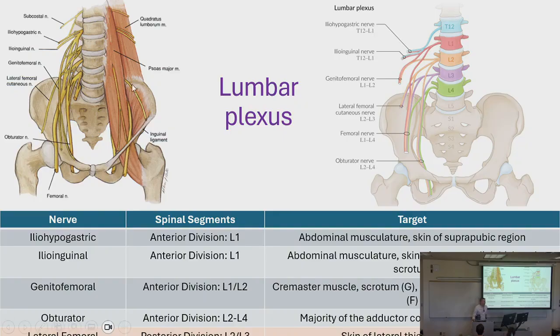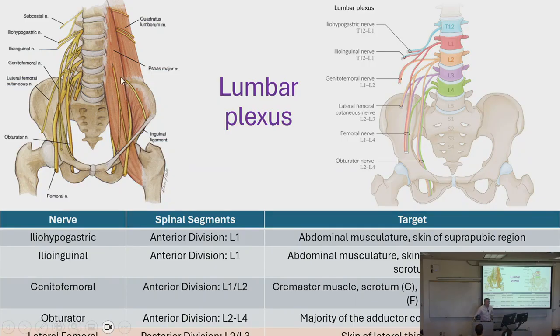All right. Then coming through the psoas down, it's going to bifurcate. One branch is going to go to your thigh. One branch is going to go to, and if it's in males, into the scrotum. What is this nerve? Genitofemoral. Spinal segments L1 and L2.